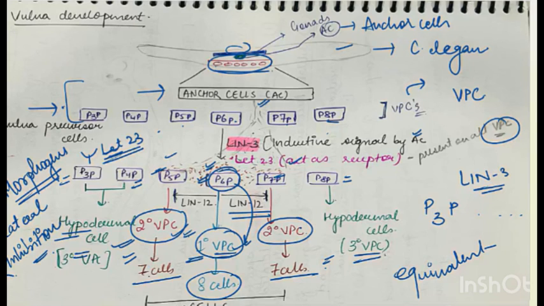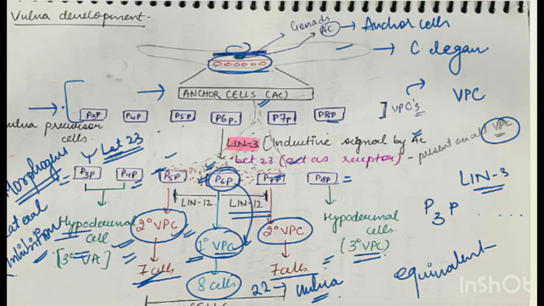Now, 8 cells from the primary, 7 and 7 from the secondary. In total, 22 cells are there, which are going to form your entire vulva in C. elegans, right? This is the main framework of how vulva development occurs in C. elegans. Did you understand this, everyone?